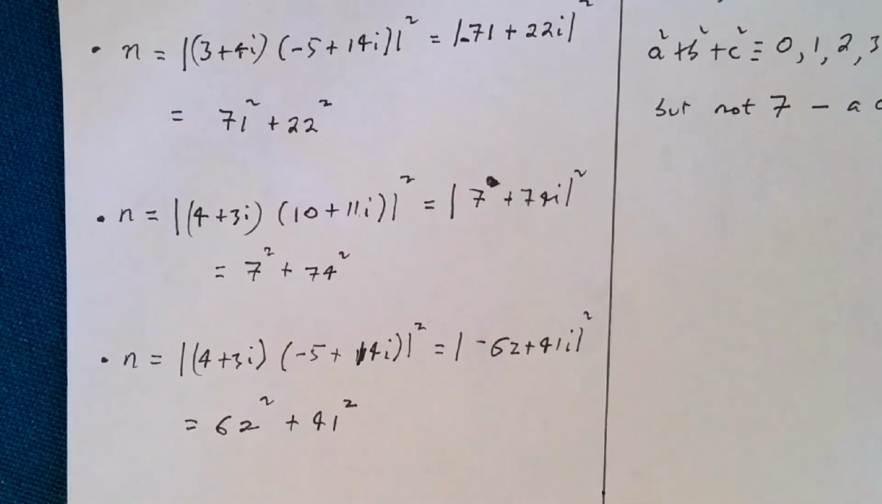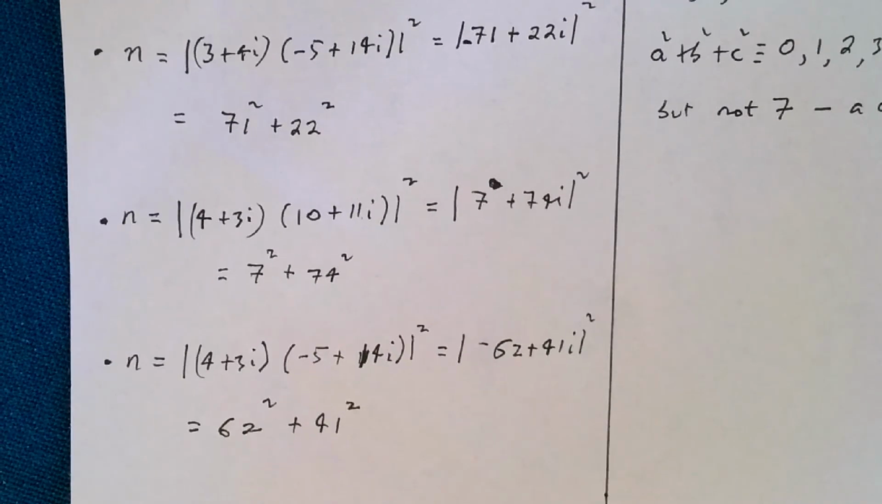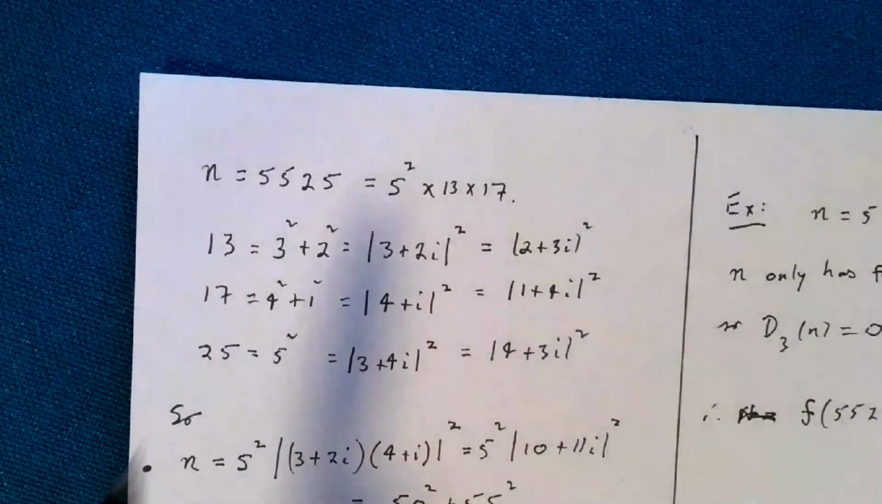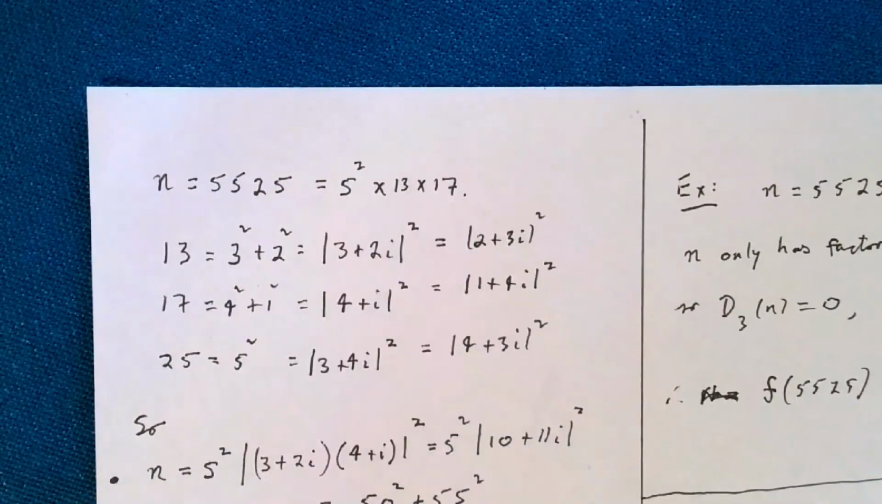And there are the 6 representations of 5525 as the sum of two squares, using this lovely idea from complex numbers, just complex arithmetic. And notice we could of course only do this because these numbers here were 1 mod 4 primes.